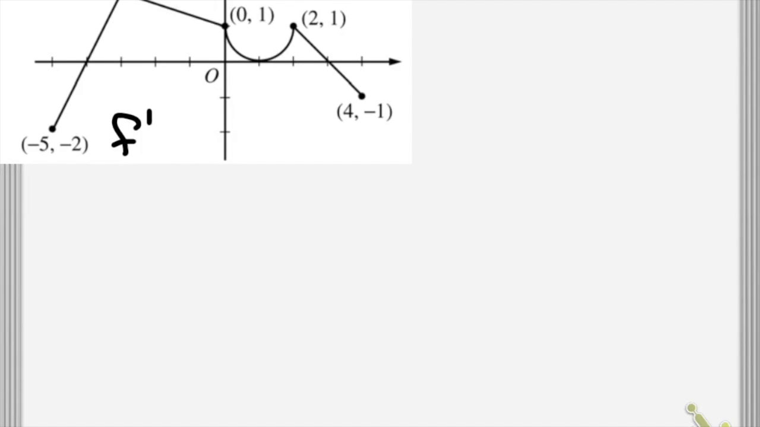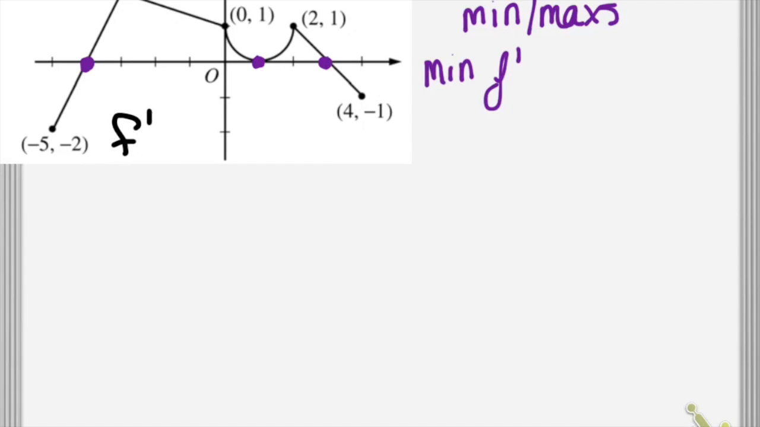So the first one, let's say they ask, where does f have local mins and maxes? I'm asked for local mins and maxes of f. I know those are the zeros of f prime. So I look and I see one here, here, and here. Now the min is where f prime goes from negative, f is decreasing, to positive.